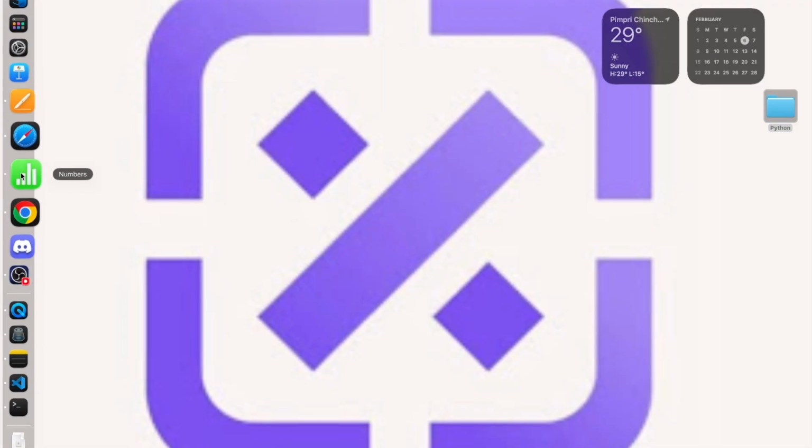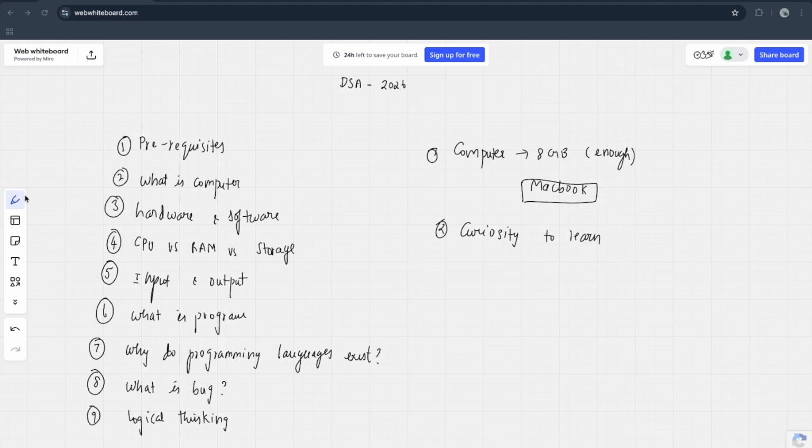Now, before getting into data structures and algorithms, first we need to understand the prerequisites, which are essential to know. If you are a student or a working professional, or even a school kid who wants to learn DSA, then this course is going to give you enough knowledge to get into the track of software development and DSA. So first thing first, what are the prerequisites to learn DSA? Let me tell you everything from scratch.